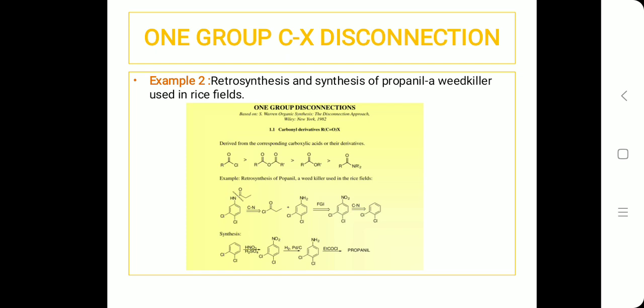Now coming to the synthesis, dichlorobenzene on nitration with HNO3 and H2SO4 is going to give us dichloronitrobenzene, and on reduction with hydrogen and palladium catalyst is going to give the amine derivative. Now this amine derivative, the aromatic amine, on reaction with propionyl chloride, that is C2H5C=OCl, is going to give us the target molecule, propanil. So this is about the retrosynthesis and synthesis of the weed killer propanil. So next, moving on to example 3.